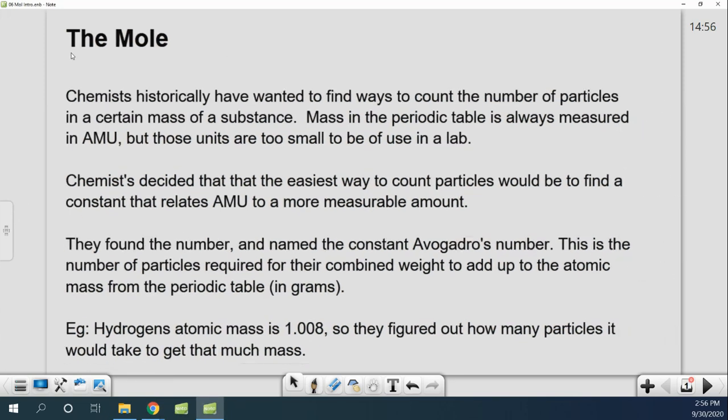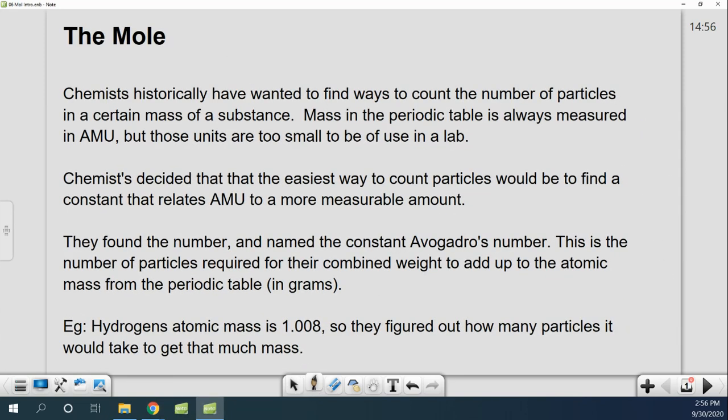Now, when I talk about a mole, I don't mean like the little fuzzy animal that digs holes, right? It's got to mean something else. So let me give you a little history on what this mole is and why we need it.